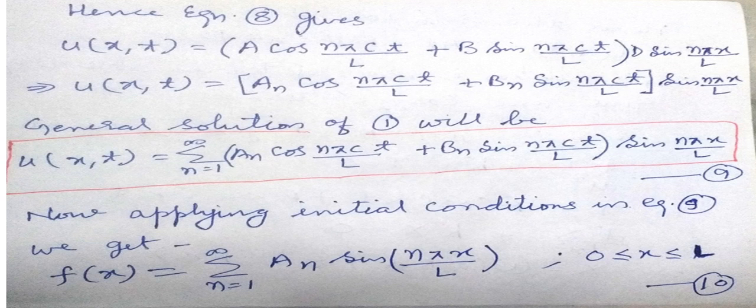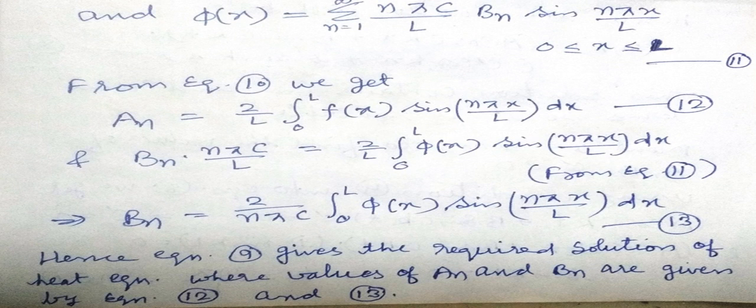Now we apply the initial conditions in equation 9 and we get f(x) is equal to sigma an sin n pi x upon l. For this we have put time t equal to 0 and we have received f(x) equal to sigma an sin n pi x upon l. This is equation 10. And similarly phi(x) is equal to sigma n pi c upon l bn sin n pi x upon l. This we have received by the differentiation of u with respect to t.